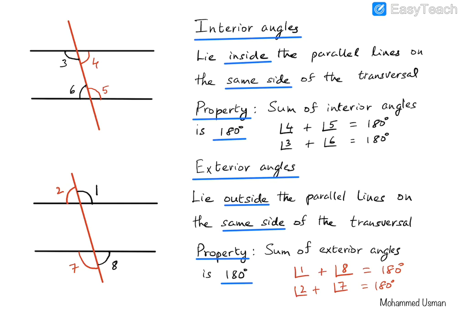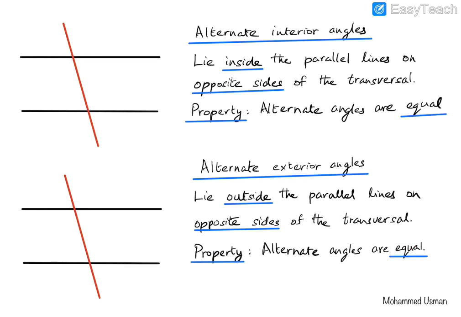Let us now look at the next type of angles, which are also interior and exterior angles, but with a small difference. These are called the alternate interior angles and the alternate exterior angles. So what do we mean by alternate interior angles? First of all, if it's interior angles, it means they lie inside the parallel lines. So for example, here inside the parallel lines, we have this particular angle, which is our angle number 4. But in this case, we want the alternate interior angle. That means it should not lie on the same side, but on the opposite side of the transversal. So you want an angle which is inside the parallel lines, but on the opposite side of the transversal.